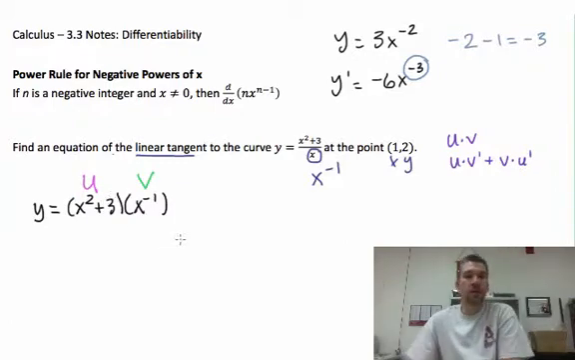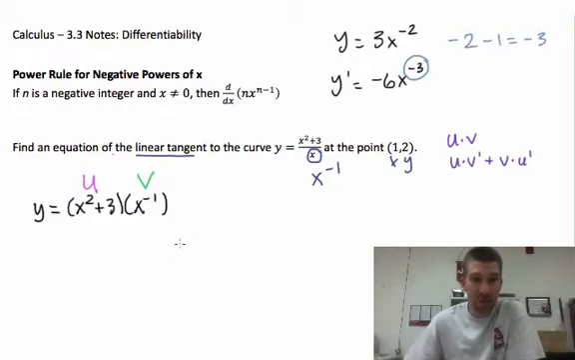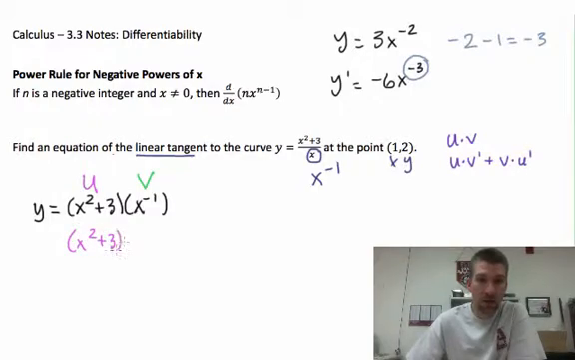So all we need to do then is look at how we've got u and v set up and then use our product rule. What's u going to be? Well, it's just going to be x squared plus 3. What's the derivative of v? Well, the derivative of v is going to be negative x to the negative 2 power. That's it. That's all we got to worry about. And then plus the derivative of u, which is going to be 2x, okay? And then times v. Well, what is v? Just x to the negative 1.